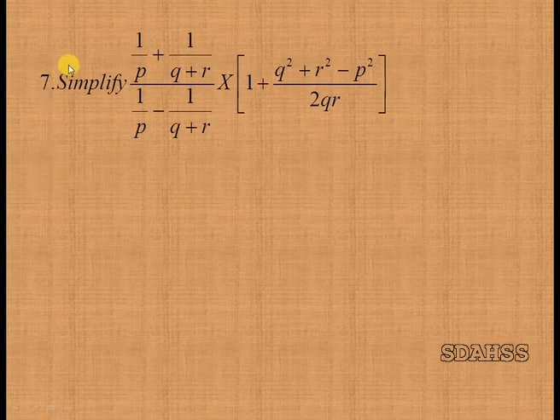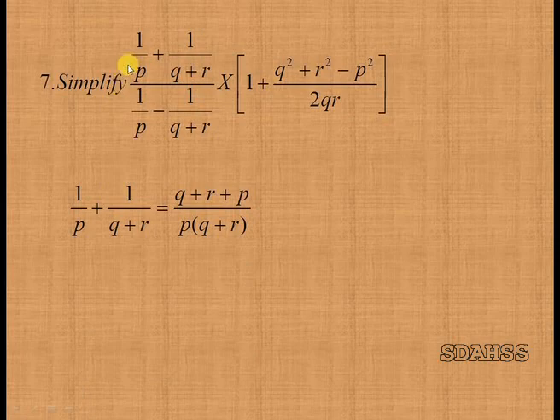Seventh sum, simplify: 1 by p plus 1 by q plus r divided by 1 by p minus 1 by q plus r, into 1 plus q square plus r square minus p square divided by 2qr. Consider the numerator, 1 by p plus 1 by q plus r. Take the LCM, which is p into q plus r. Cross multiply: q plus r plus p divided by p into q plus r.